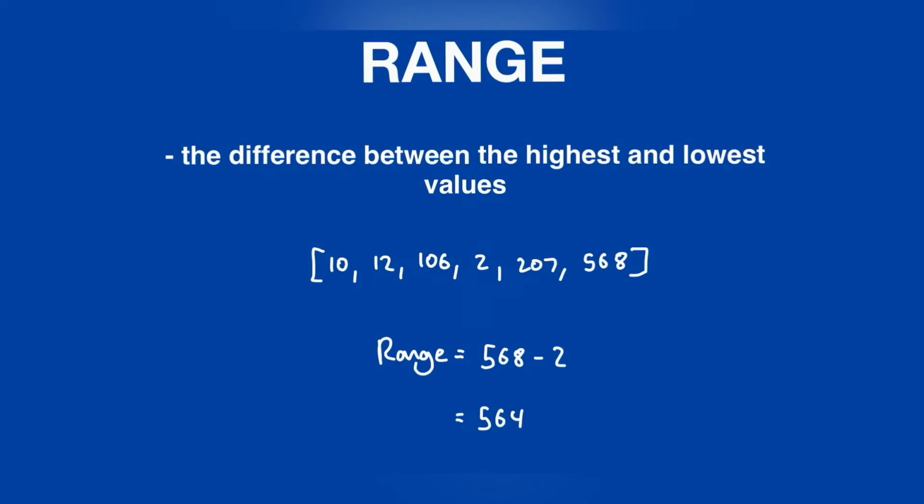We first identify the maximum value, which would be 568, and the minimum value, which would be 2, and you find the difference between the two. In this case, we just subtract the 2 from 568, and we get 566, which is the range of this data set of values.